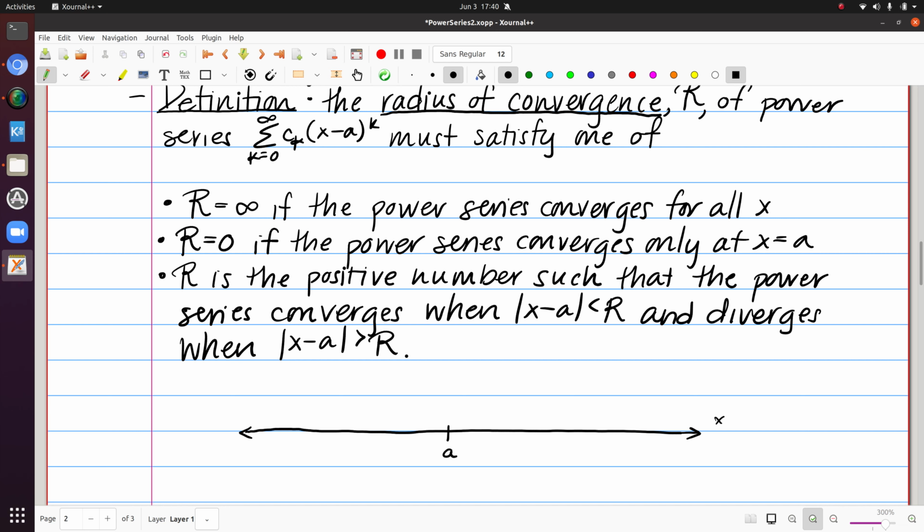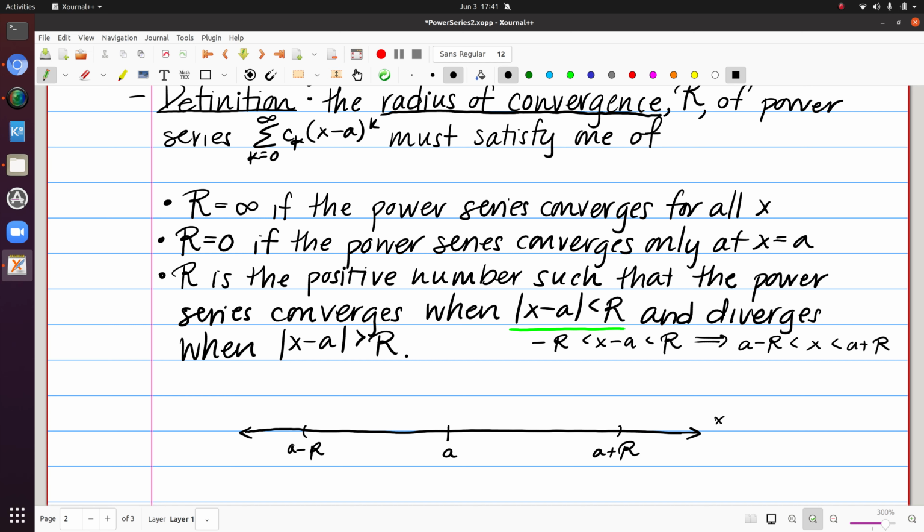But if r is some finite positive number, then what we're saying here is if you consider the values of x that satisfy this inequality, that's really saying that x minus a is strictly less than r and strictly greater than negative r. And if you want to make a statement then about x, that means that x would be greater than a minus r and less than a plus r. So I could find these values for x on my number line here.